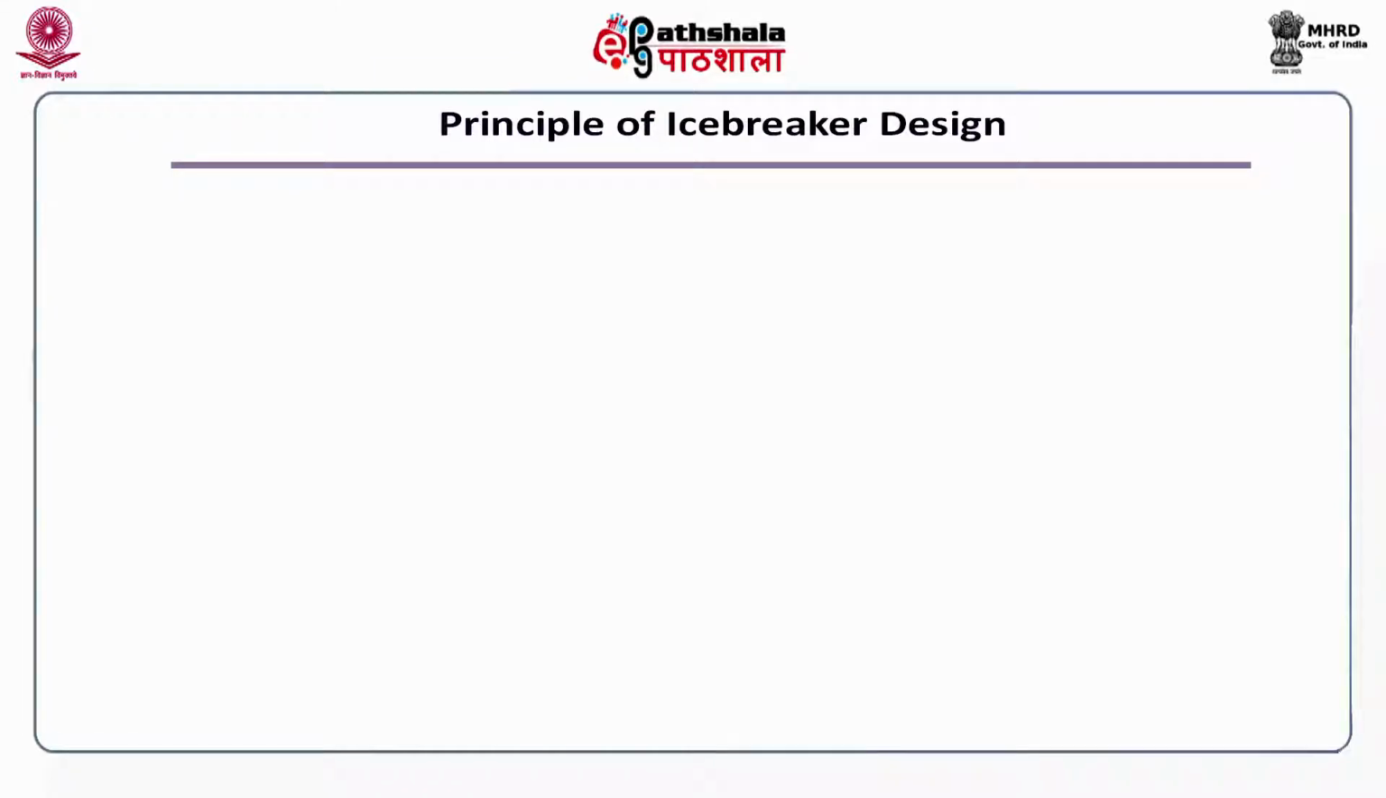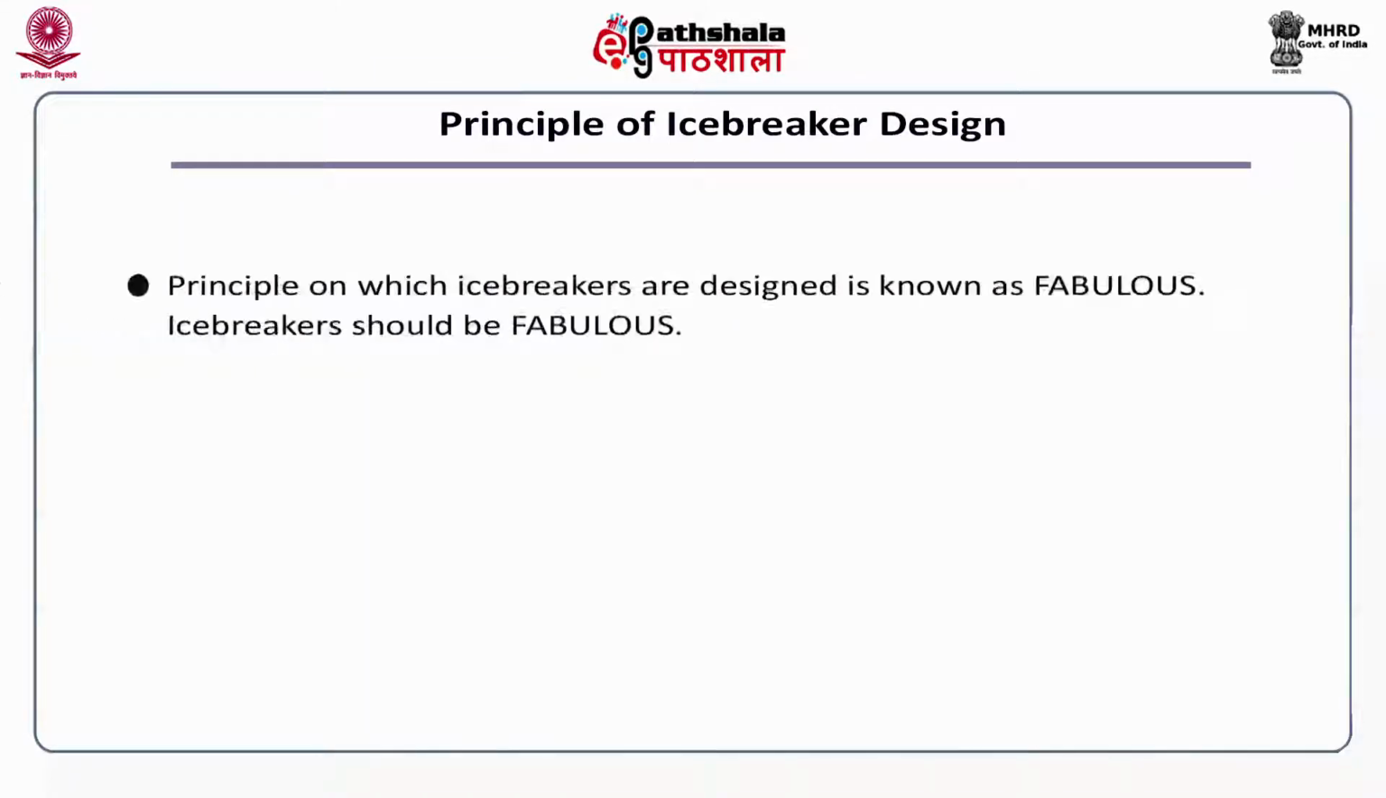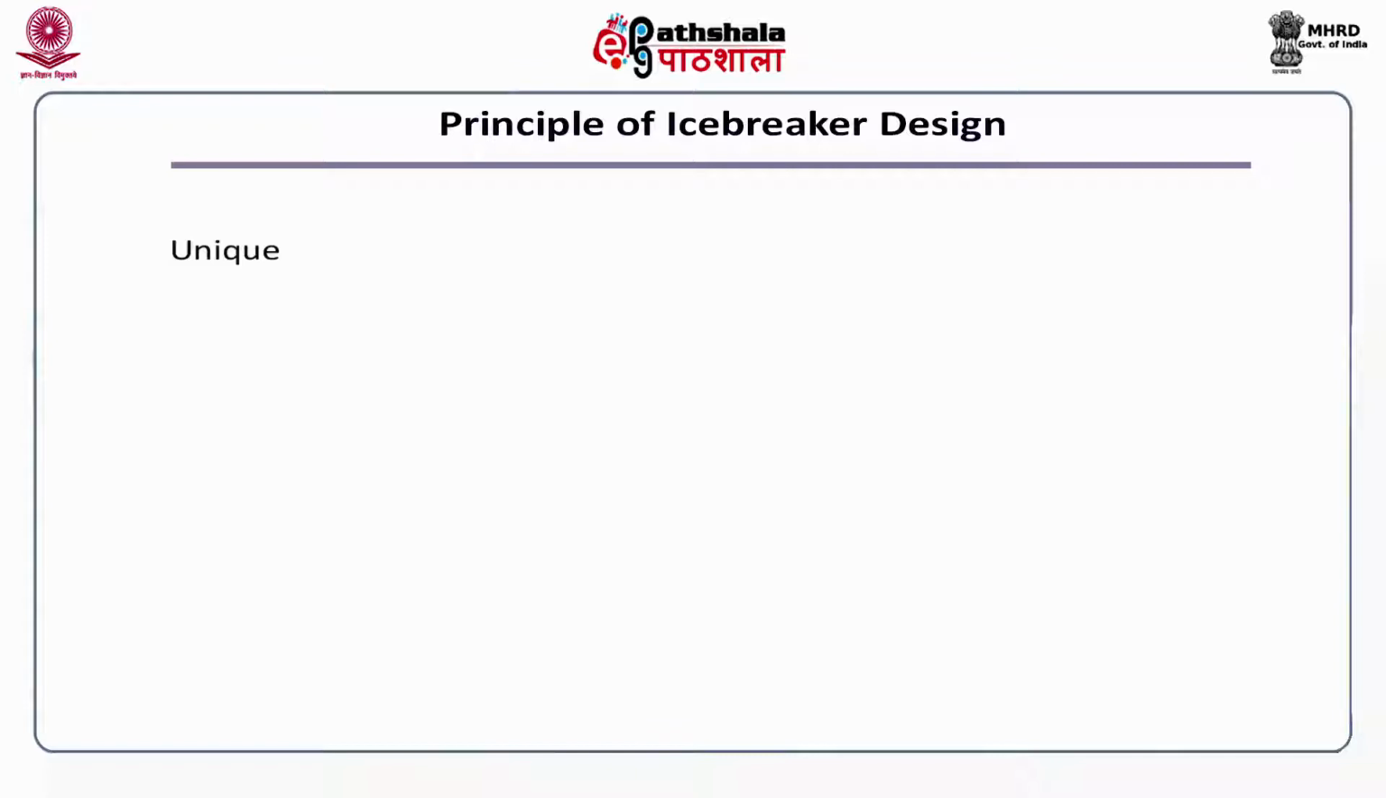Principles of icebreaker design. The principle on which icebreakers are designed is known as FABULOUS. Icebreakers should be fabulous, so let us see the acronym of fabulous. F means foolproof, A means amusing, B means bridged, U means unique, L means lively, O means optimistic, U means uncomplicated, and S means short.